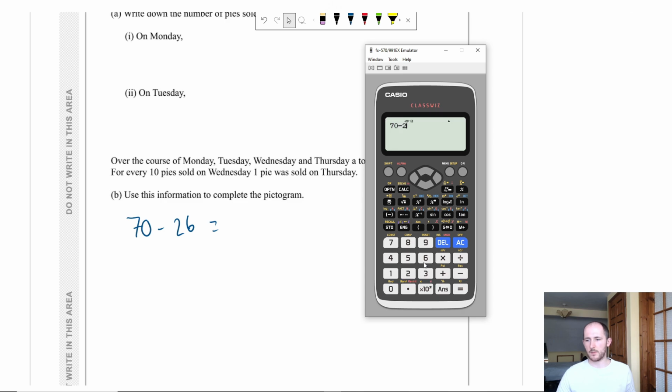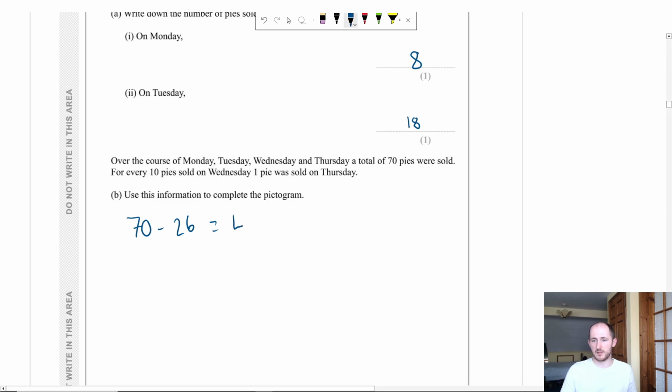Or you can do it in your head, whatever you prefer. So 44. And it's telling me that for every 10 pies sold on Wednesday, 1 pie was sold on Thursday. There's a few different ways you can work this out. One way is to say, okay, Wednesday, Thursday. First you have 10 pies and then you have 1 pie on Thursday. Then if I add another 10, I'd have 20 and 2. And what I'm looking at is if I add these together, what do I get?